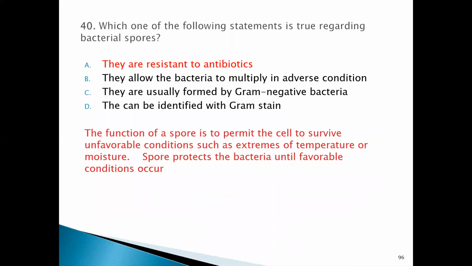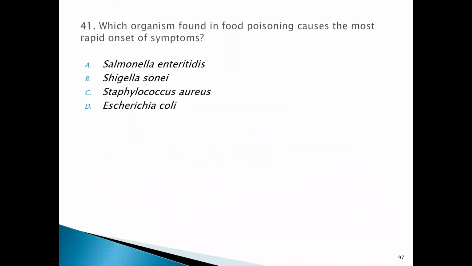Okay, so let's go on to the next one. Which organism found in food poisoning causes the most rapid onset of symptoms? A, Salmonella enteritidis, B, Shigella sonnei, C is Staphylococcus aureus, and D is Escherichia coli.